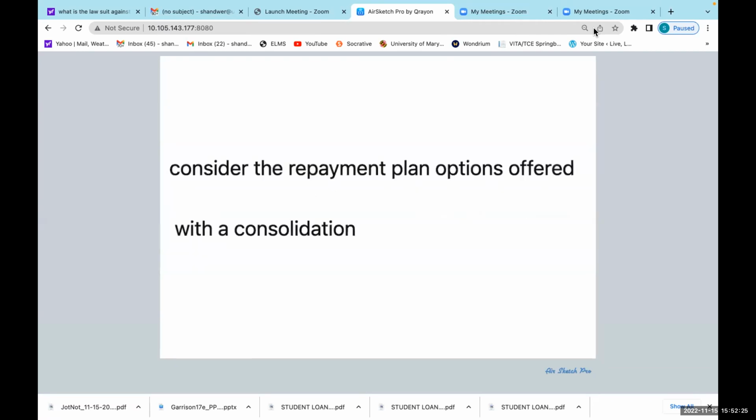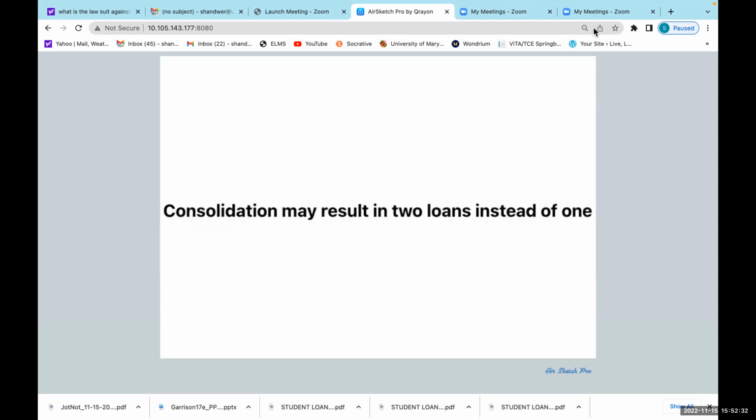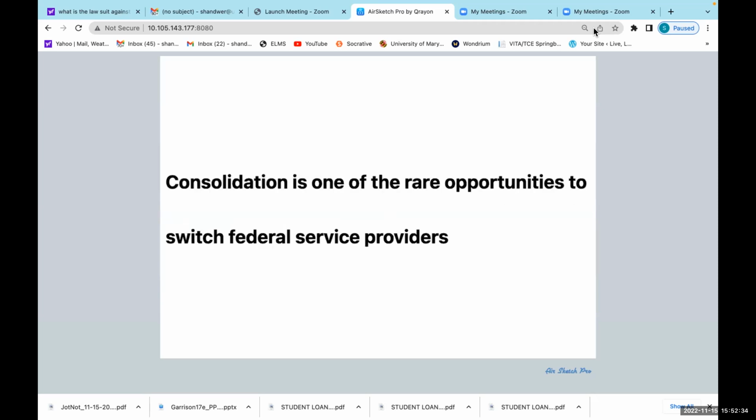Okay. Consider the repayment options. We've talked about that. Now the rate won't change with consolidation. It'll be a blended rate. You may get 2 loans instead of 1, which we mentioned. And I think we're getting close to the end of this.